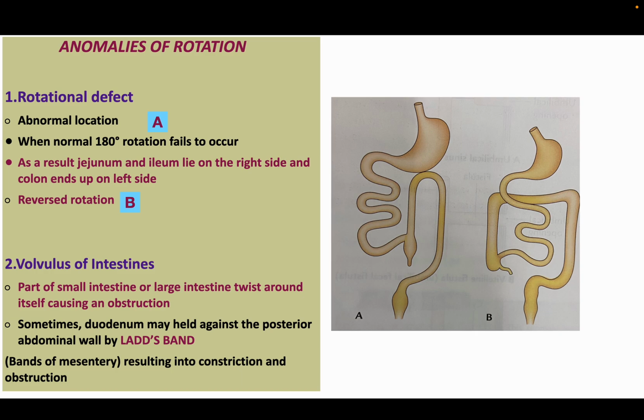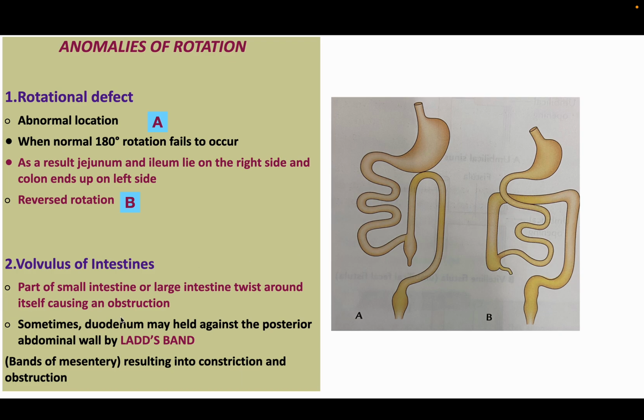Then anomalies of rotation, that is, rotational defects can happen. With these rotational defects, abnormal location of the different structures, that is jejunum and ileum, happens. So abnormal rotation leads to abnormal location of those. When the normal 180-degree rotation fails to occur, as a result the jejunum and ileum lie on the right side and the colon ends up on the left side. And reverse rotation is what happens when the anti-clockwise rotation that normally occurs instead happens clockwise, so definitely it comes and lies in front of the mesenteric vessel. So that is known as reverse rotation. You can see it in the diagram.